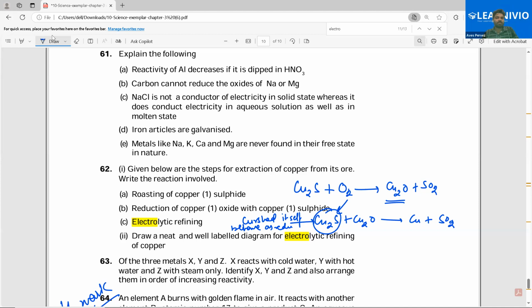This is the second step. First, we will do the roasting. It will get converted into copper oxide. Then we again do the reduction with the crushed ore, this is the copper sulfide. This is the second step. Okay, reduction of copper oxide with copper sulfide. Then we do the electrolytic refining that we have written. And then will you be able to draw the neat and labelled diagram for this one? That we have done in the notebook. Okay, next.